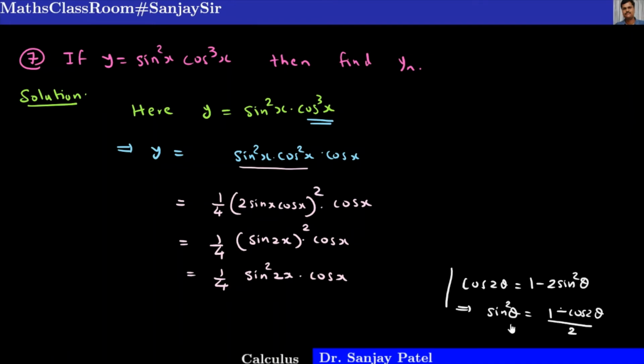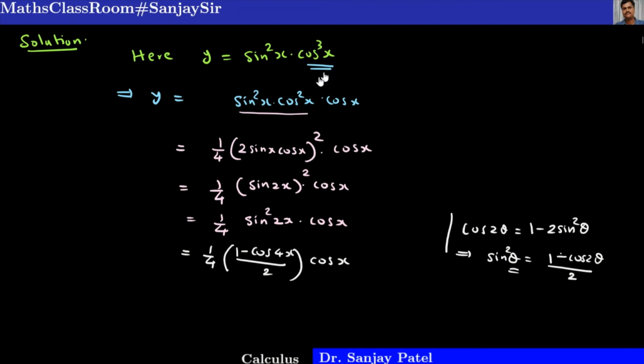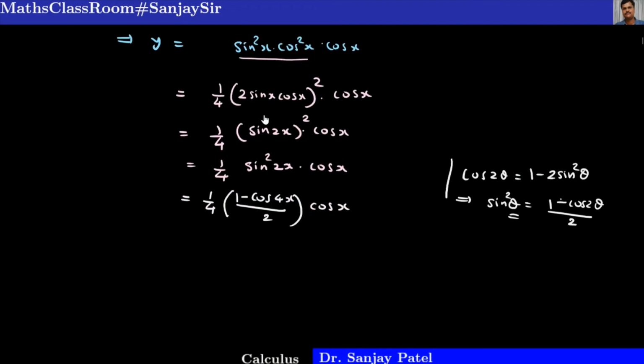Okay, so if theta is here, we have to write its double, that is 2 times theta on the right hand side. So this is sine 2x, sine square 2x. So that I can replace by 1 minus cos 4x upon 2, and into cos x is also there. There are many other ways you can simplify and try to remove this square and cube. So let us go further.